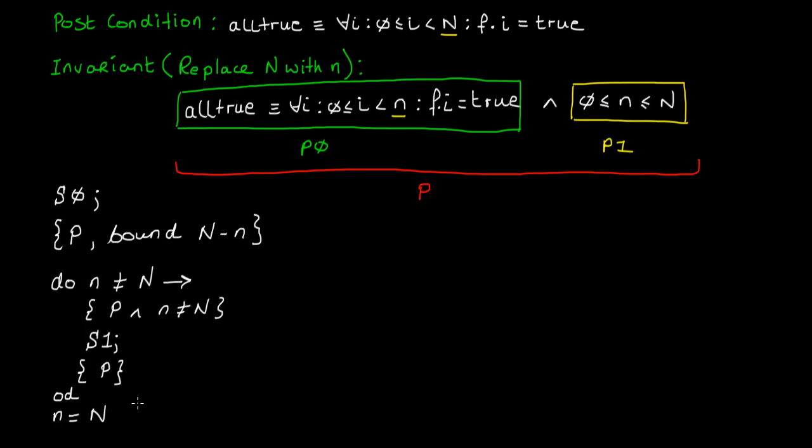which actually gives us back our original postcondition, which I can't write underneath here, I'll just write it out here. So we would have all true is equivalent to, for all I, I greater than or equal to 0, less than n. Why large N? Well, now that the loop is finished, small n is now back equal to large N, so we can write large N in here. And then we'd have f dot I equal to true. So that's our outlined solution.